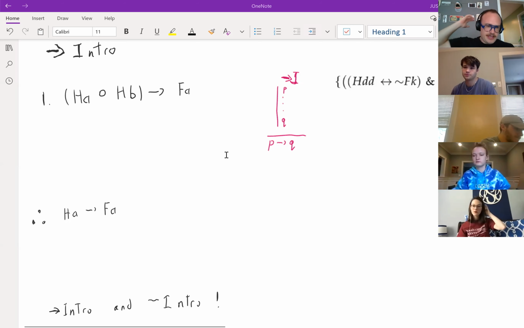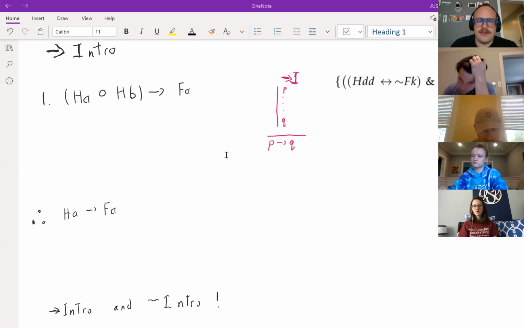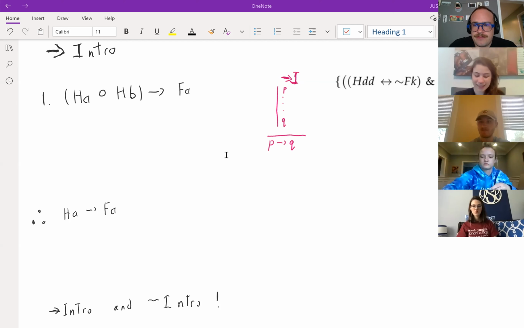Okay, so before we start things off with conditional introduction, did anyone have any questions from the exercises or homework, or just questions in general? I saw in the textbook that you could do subderivations in a subderivation, which we didn't really go over. Is that possible?